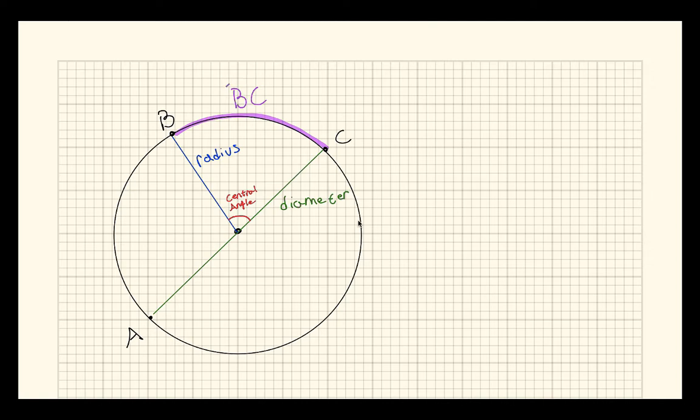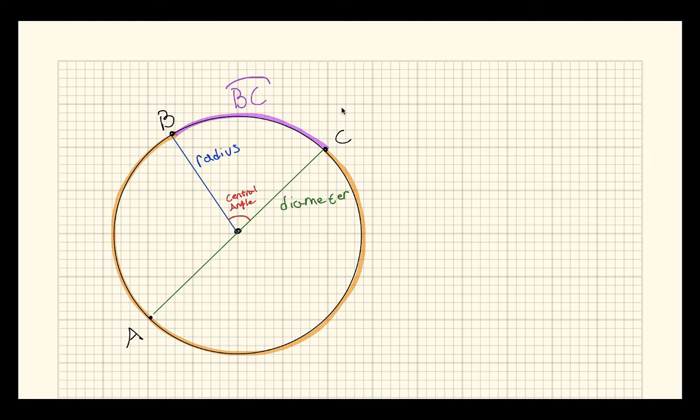And we do a little arc symbol over that to signify this isn't a segment we're talking about. This is an arc. So that's arc BC. We would refer to that as a minor arc because the central angle here that creates this arc is less than 180 degrees. If we wanted to do say this arc here, follow that all the way around.